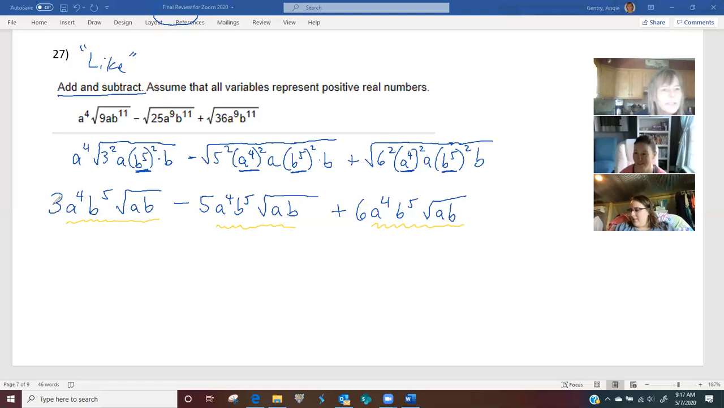Okay, so 3 apples, or let's make it dollars because it's hard to go into the negative 2 apples. $3 minus $5 plus $6. So 3 minus 5 is a negative 2, plus a 6 is a 4. Is this right? Yes. Okay, thank you.